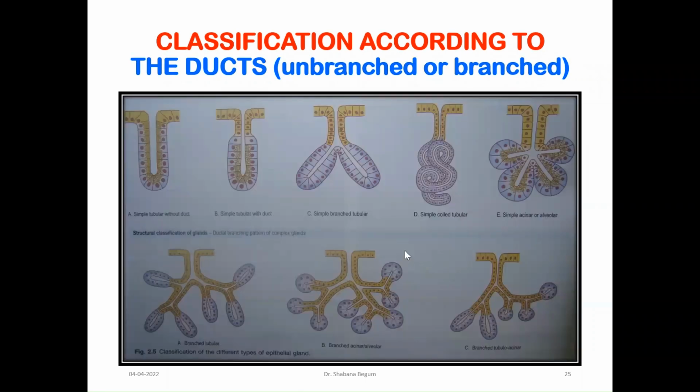In this type of classification, according to the number of ducts, whether unbranched or branched, we may have the following different varieties. These are simple glands, without duct, with duct, simple branched tubular, simple coiled tubular, simple acinar. Next, according to the branching patterns, it may be a complex gland: complex or branched tubular, branched acinar, and branched tubulo-acinar varieties.